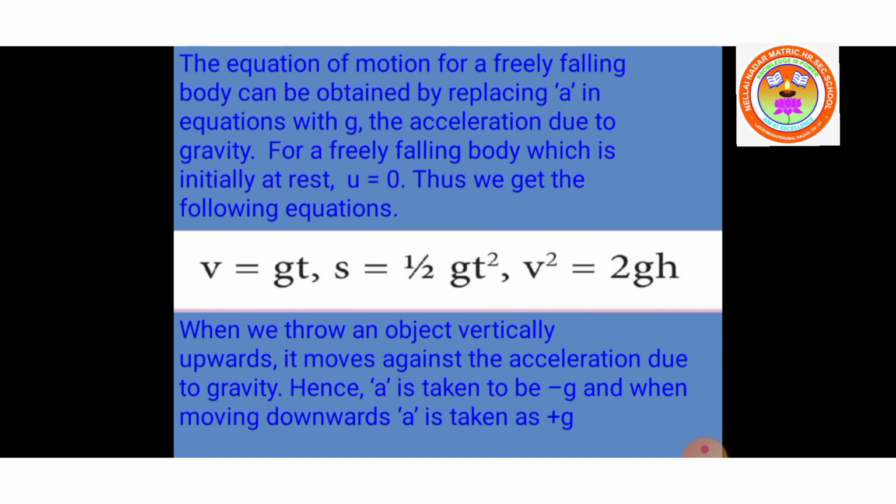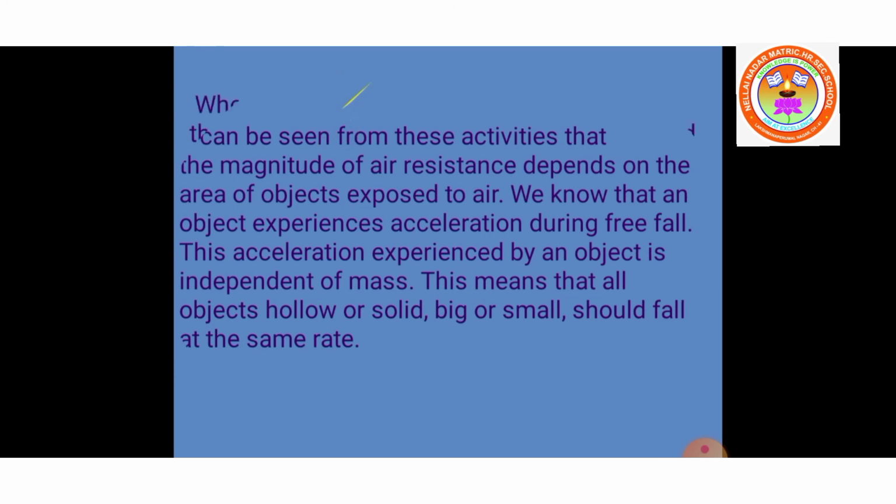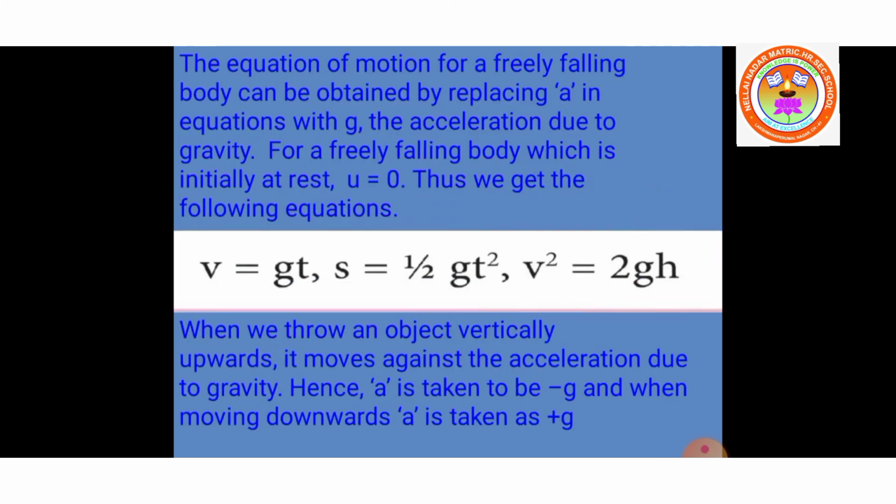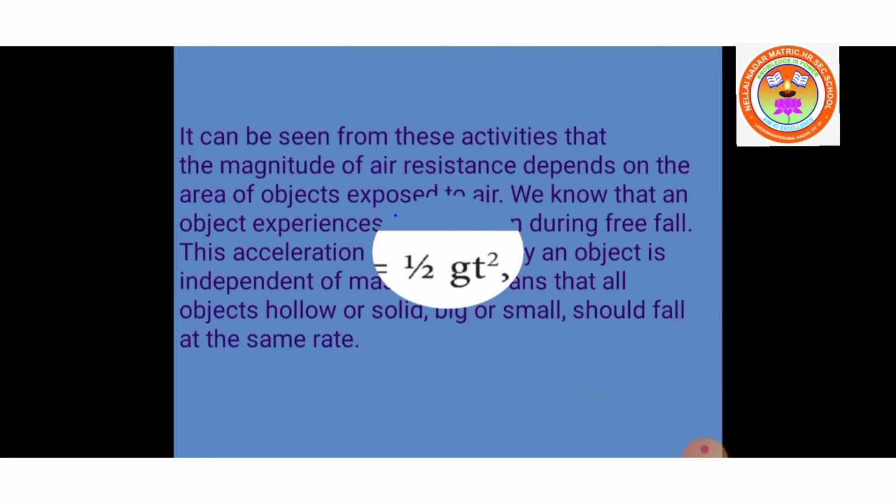What is the first equation? v is equal to u plus at. That is the first equation of motion. Now that equation is replaced for the freely falling body. u is equal to 0, so v is equal to 0 plus at, which is changed to gt, because the acceleration of the body is replaced by the acceleration due to gravity. So v is equal to gt. This is the first equation of motion for the freely falling body.